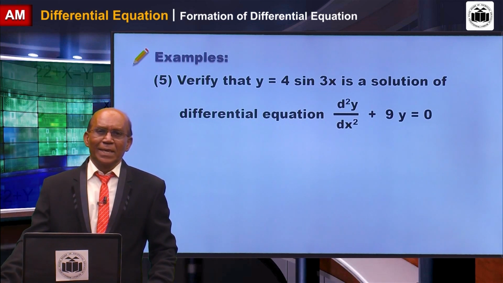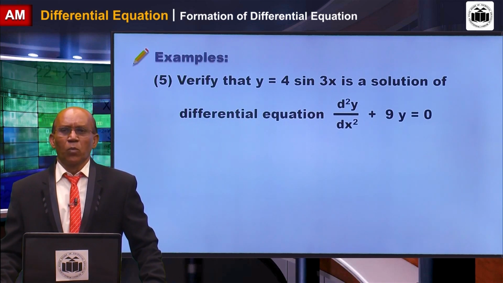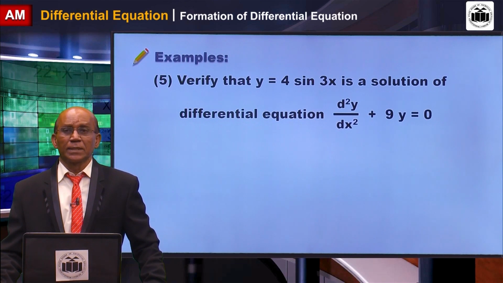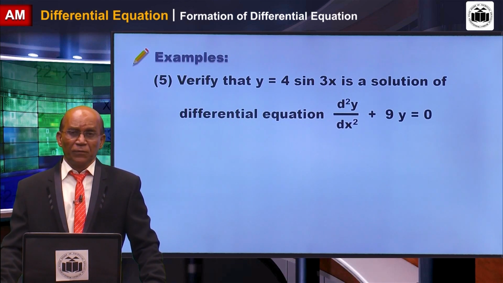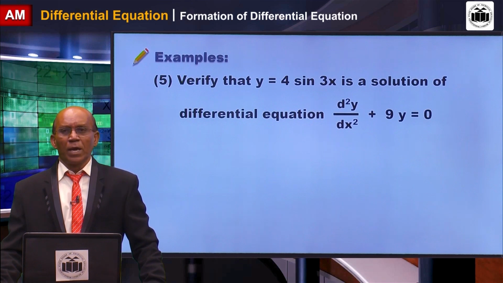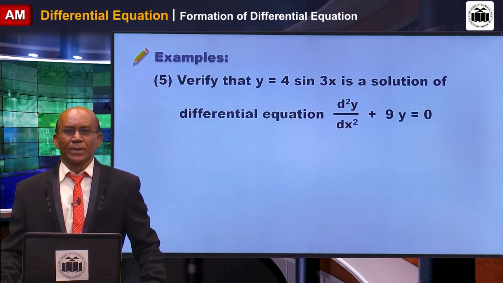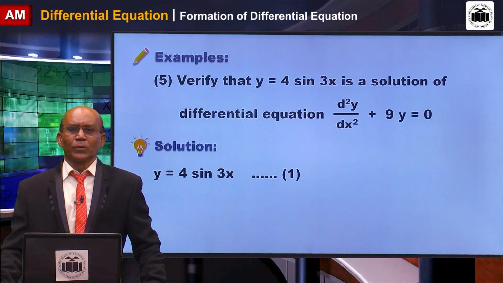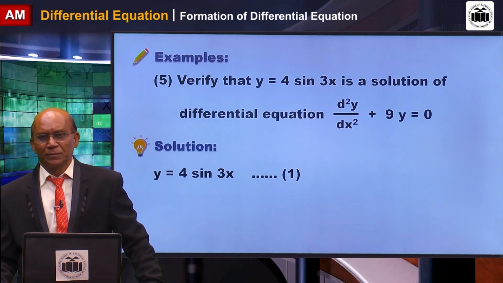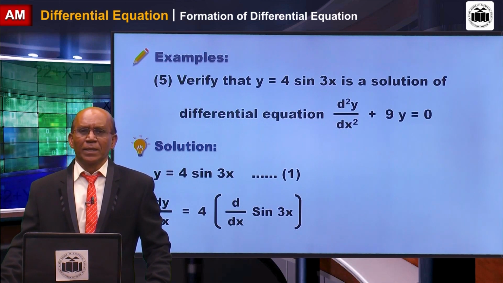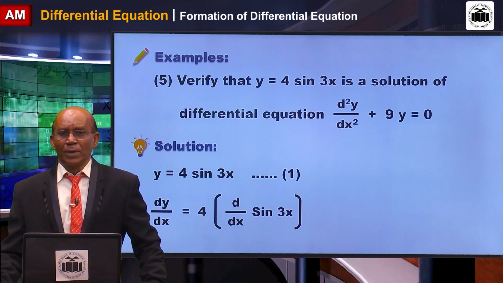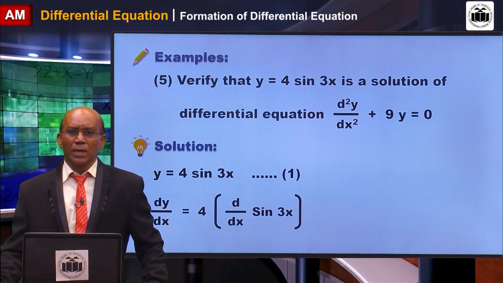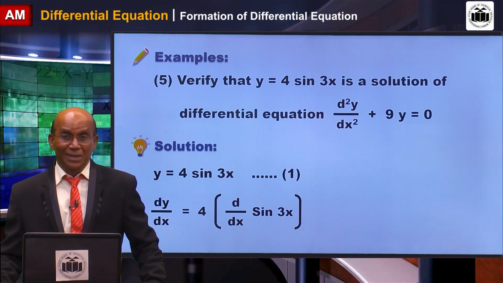Now the next example is: verify that y equals 4 sin 3x is a solution of the differential equation d square y by dx square plus 9y equals 0. The solution for this one: the expression is given already in your question. We write that as y equals 4 sin 3x. If we differentiate this, we get dy by dx equals 4 into d by dx of sin 3x.